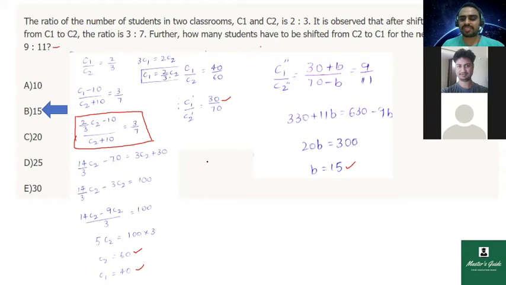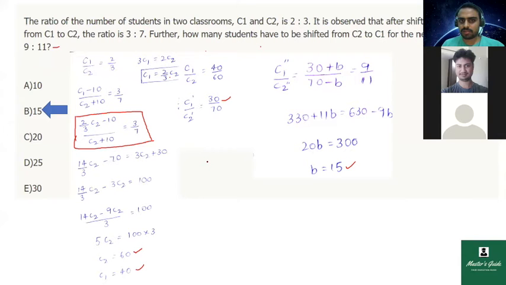Yeah, so I'll give a trick to it, because I hope you understood the overall approach of what she did. So the question is: the ratio of the number of students in two classrooms C1 and C2 is 2:3. It is observed that after shifting 10 students from C1 to C2, the ratio is 3:7.